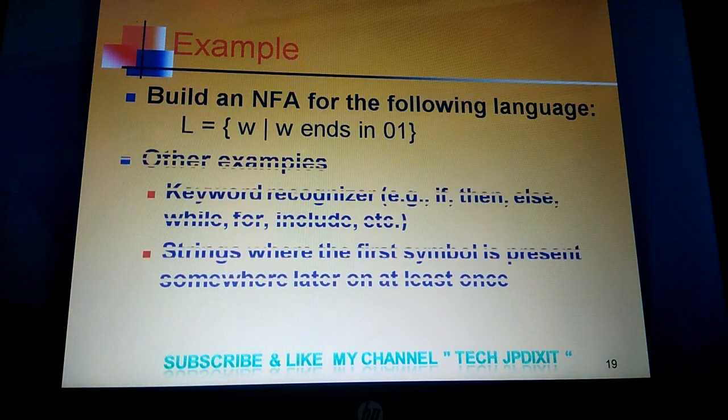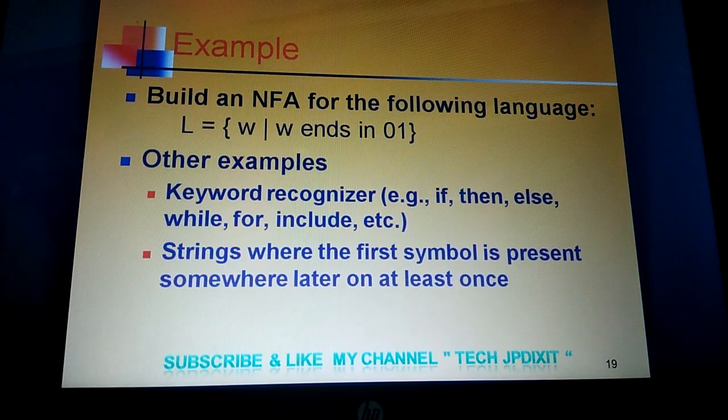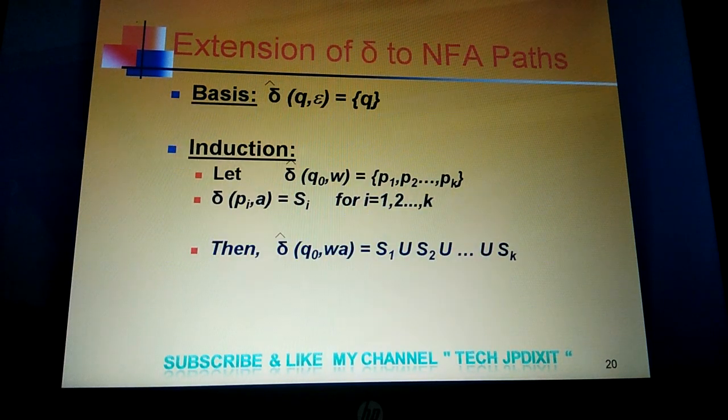Example. Build an NFA for the following languages. L equal to words that end with 0, 1. The keyword recognizer: if, then, else, file, for, include, and so on. Strings where the first symbol is present somewhere later on at least once.